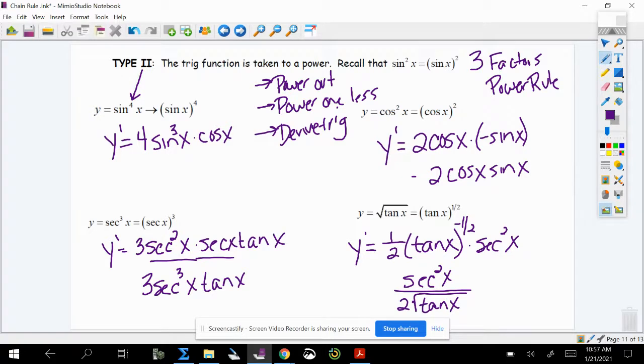And that is type 1 and type 2 of how to deal with trig chain rule. I'll do the last video with type 3.